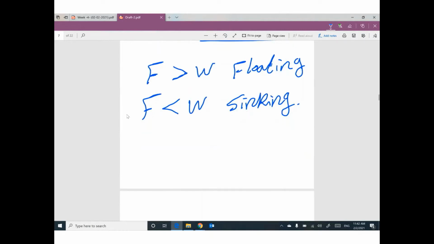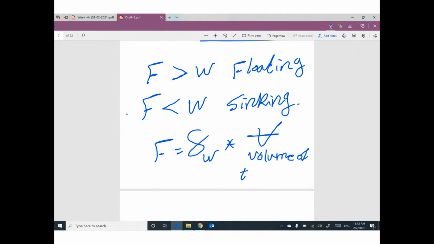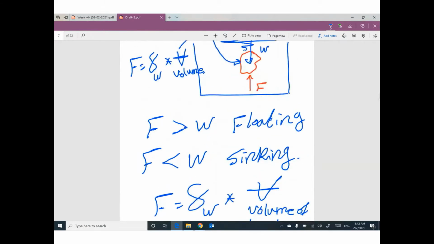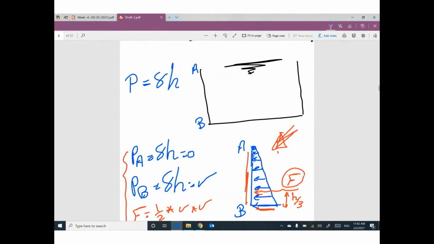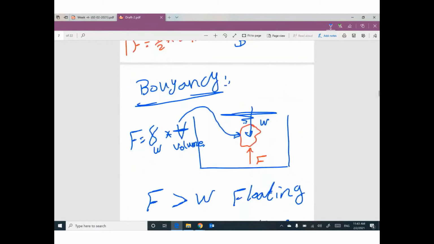So, buoyant force equals gamma water times the volume of the submerged body. These are the main two topics that we covered last week and the week before. What is the water pressure? And how can we calculate the buoyant force?